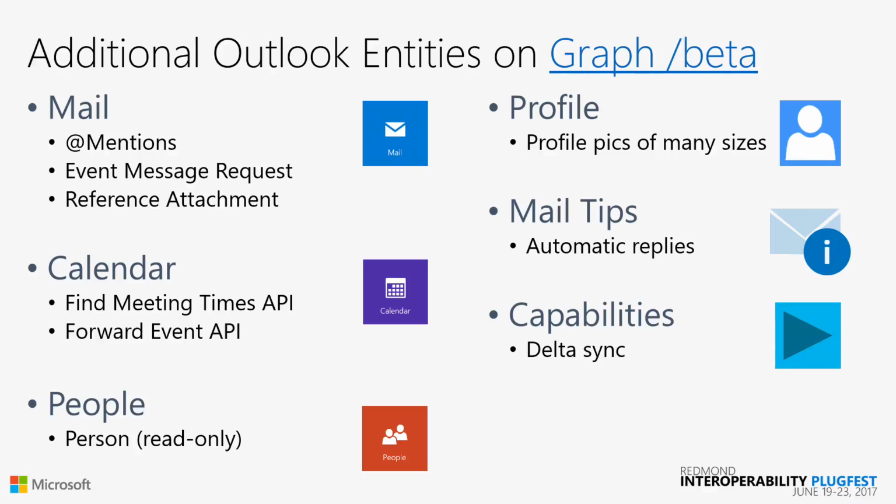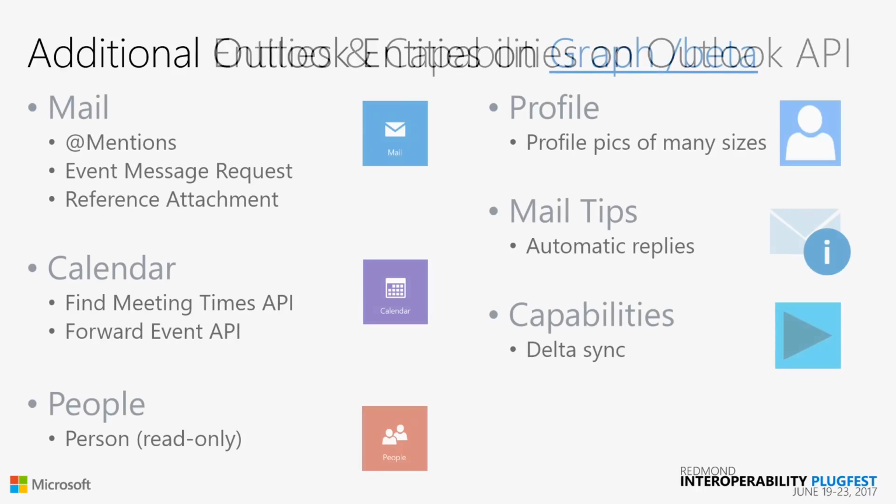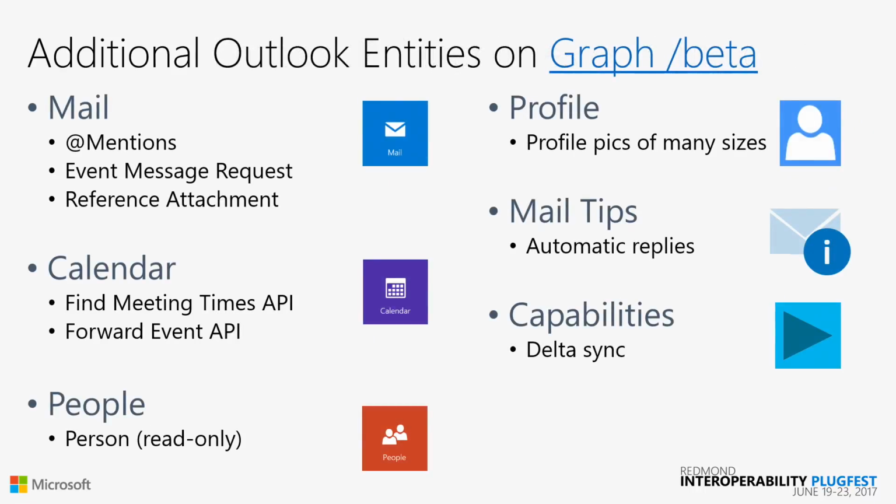Mail tips. In Outlook, when you're sending an email or setting up a meeting, you see the yellow line on the top which says, hey, this user is away. Then you see their OOF message, so that you can add some other person onto that email and so on. That information will also be exposed through our mail tips. Other capabilities, like Delta Sync, are going to be exposed as well.